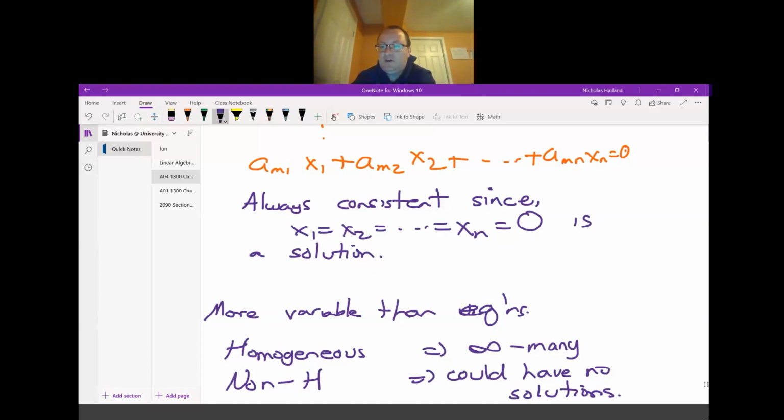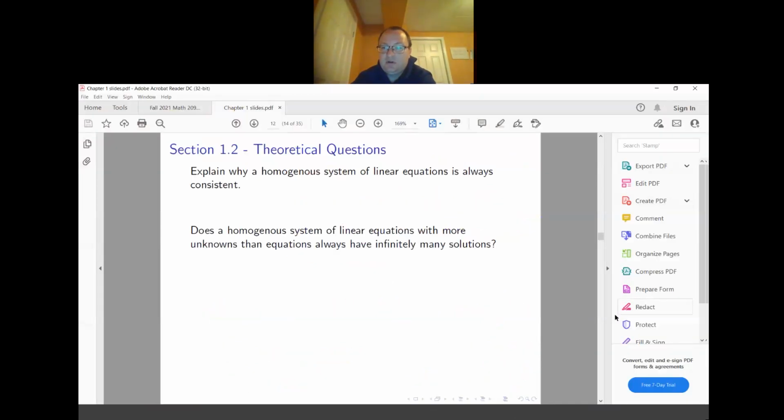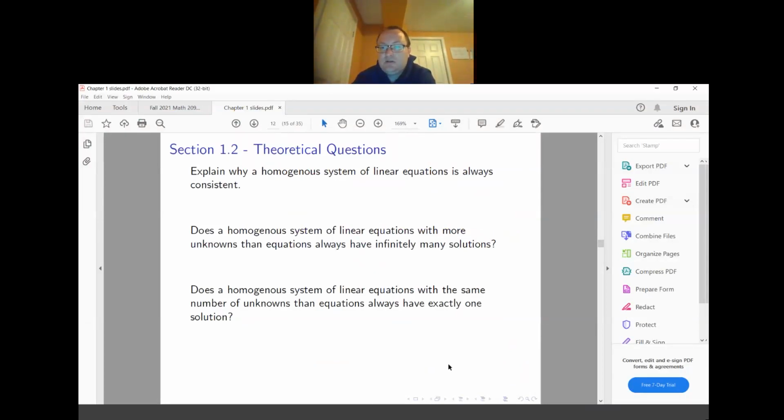Questions about the more variables in equations? All right, what if there was the same number of equations as unknowns? Can we guarantee anything? Can we guarantee exactly one solution?